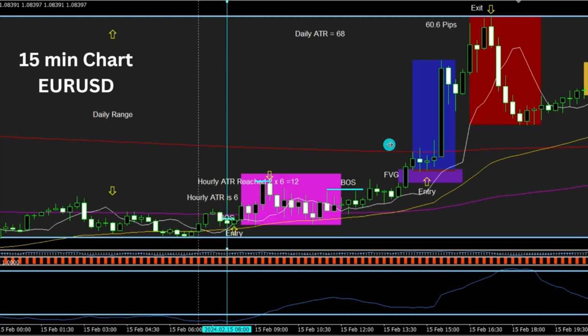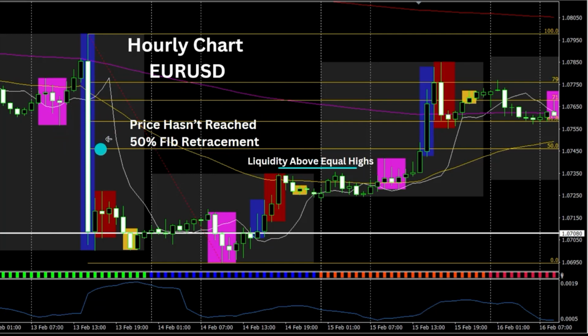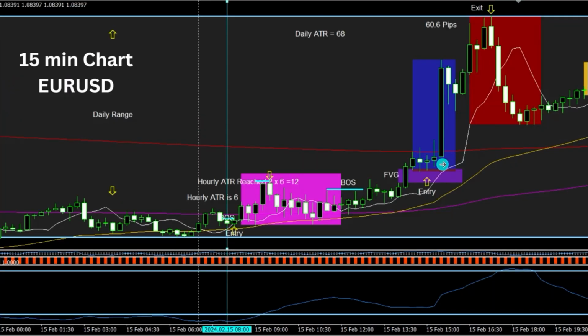So there are a couple of reasons why we would still enter this trade, even though we have hit the 50% level. One reason is that we haven't reached our daily ATR. The other reason is if we look at that hourly fair value gap, there is still a lot more space available, and we could potentially go up into this 1 hour order block. So price continues up, and we still haven't reached 68 pips, our daily ATR. Price retraces and then goes back up and then starts to stall around 60 pips.